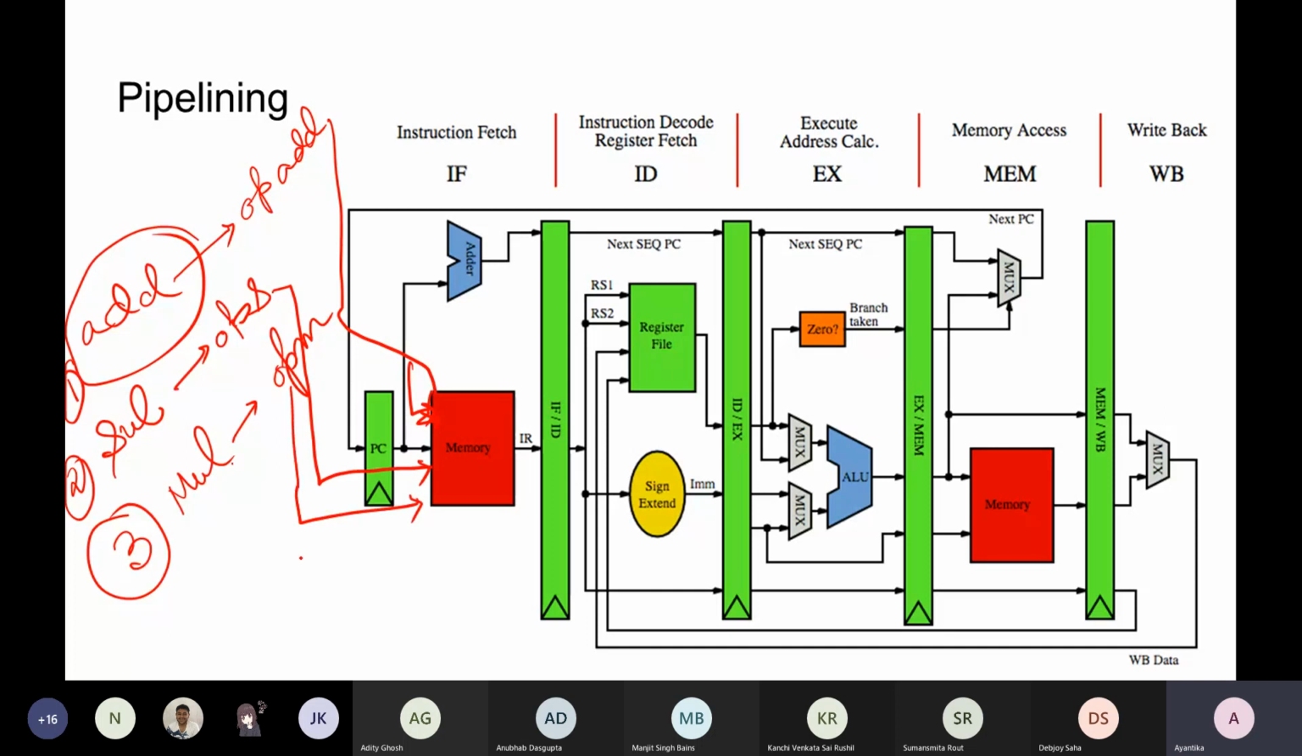That means in clear form, this is my memory. Somewhere it is storing my op add. Somewhere it is storing op sub. Memory means I'm calling it instruction memory. Okay, instruction memory. And this is op m. Now I have a PC. PC is the program counter, a register.